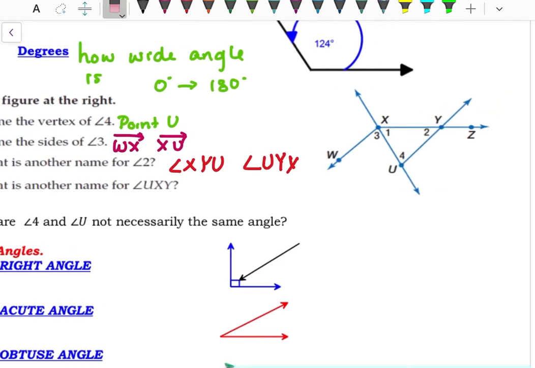What's another name for angle UXY? Well, point U is right there, then point X is here, and point Y is there. So starting at U, go from U to X to Y, because that's the order they're listed in the name. Another name for that could be angle 1, because there's a 1 there. Or angle YXU. So just reverse the three letters. That's another name for it, but it's the same angle.